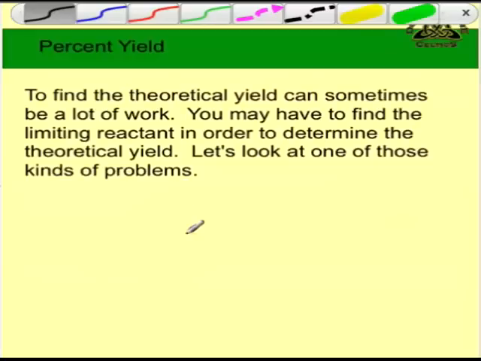Now, in the last problem, we gave you the theoretical yield and the actual yield. But sometimes, in some problems, you actually have to do a lot of work to figure out the theoretical yield. Those kinds of problems usually involve your finding out the limiting reactant in order to figure out the maximum amount of product you could obtain. Let's take a look at one of those kinds of problems.